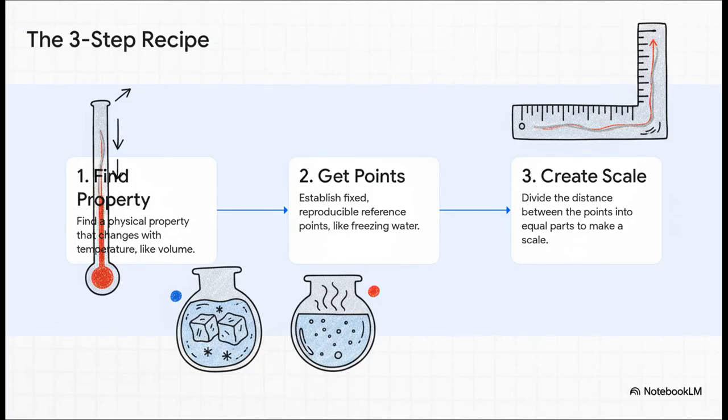So once you have that property, the rest is a really simple, logical recipe. Step 1, we identify our property, in this case, the changing volume of mercury. Step 2, we need to find universal anchor points, reference points that are the same for everyone everywhere. And then step 3, once we have those anchors, we just create our scale by dividing the space between them into equal steps. It's really that straightforward.